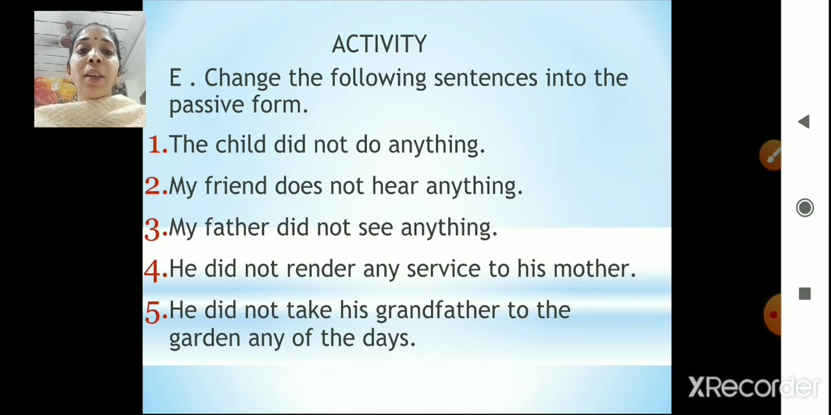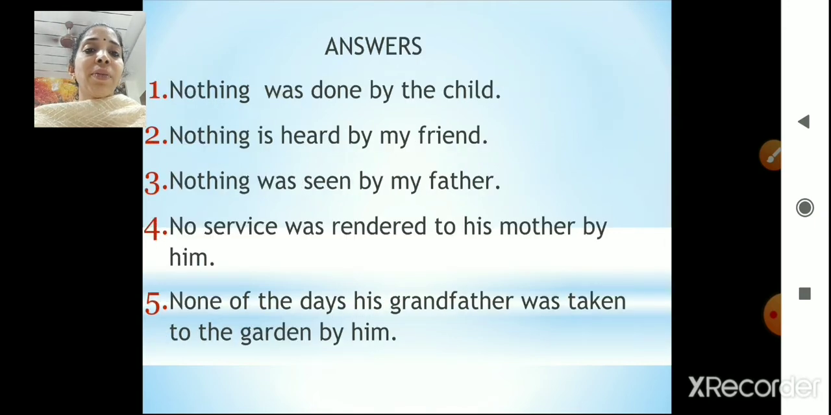Last one. He did not take his grandfather to the garden any of the days. None of the days his grandfather was taken to the garden by him. Right? So, these are the answers.